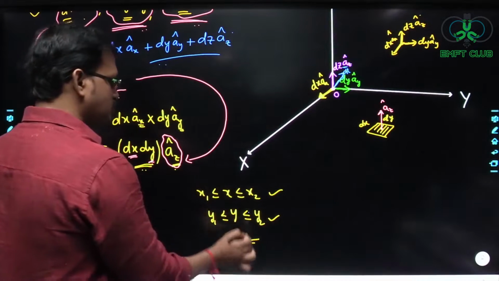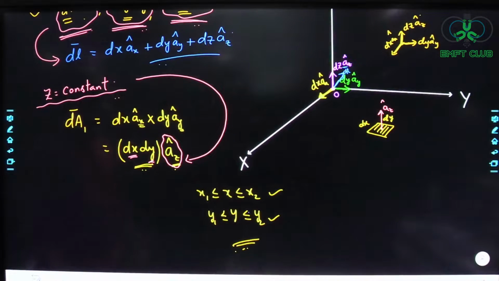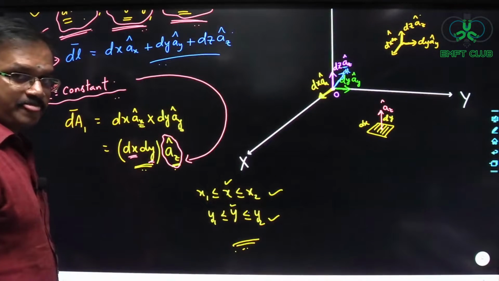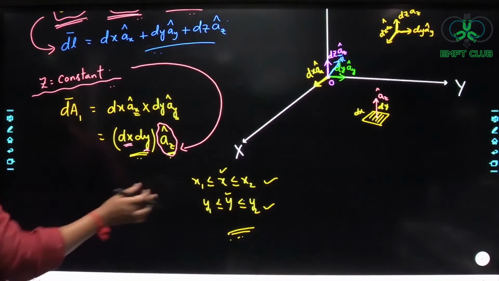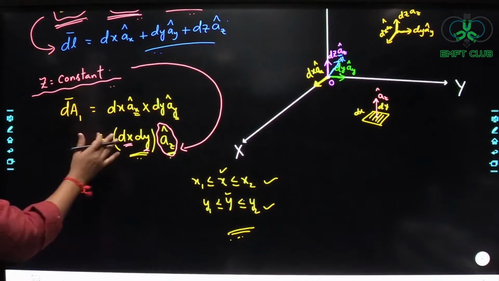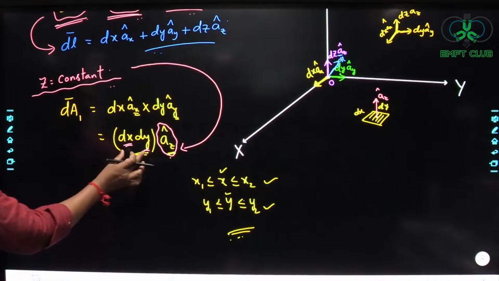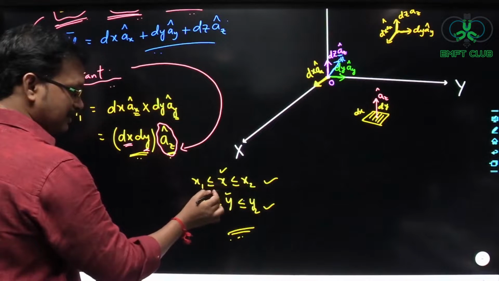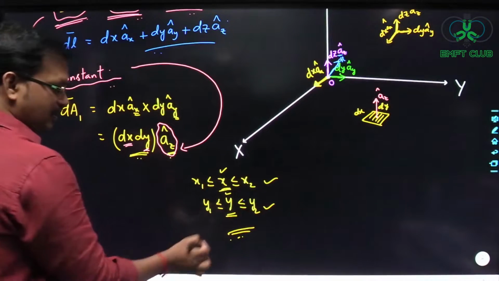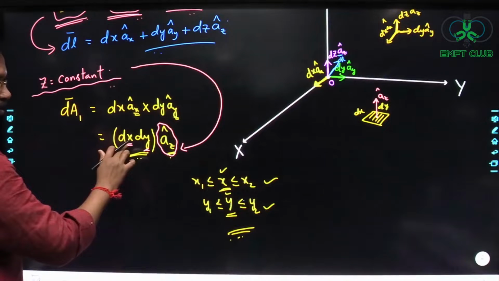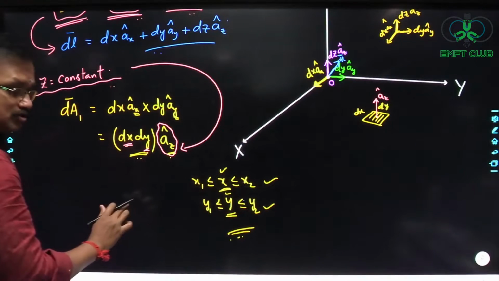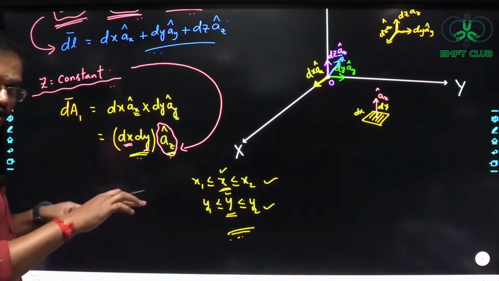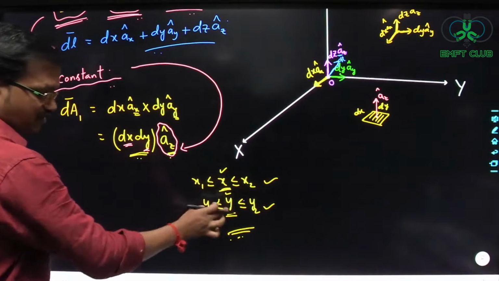If I ask you to determine this surface area, what do you have to do? This is in the xy plane, so the variables are x and y. If you want the total surface area, you have to integrate on both sides. This is the small differential area in the xy plane. So to get the total surface area formed by the ranges of x and y, you have to integrate with respect to x from x1 to x2, and with respect to y from y1 to y2.